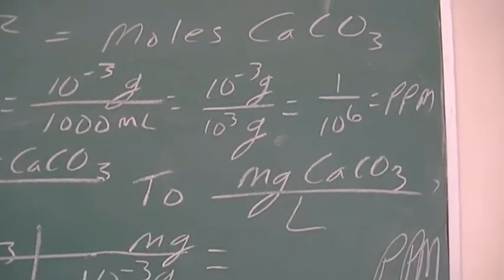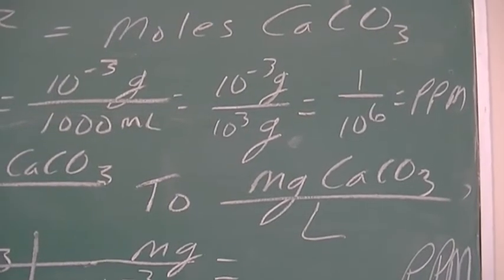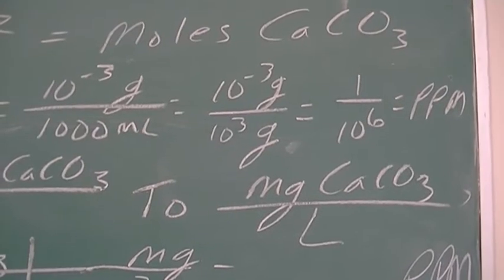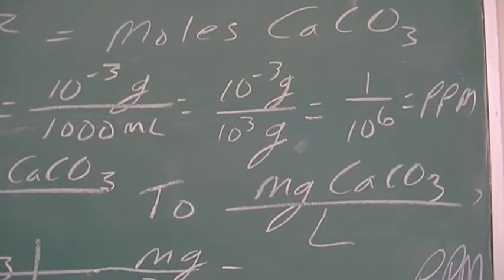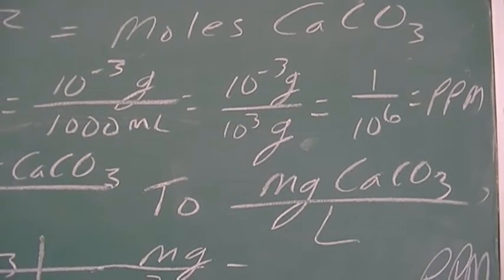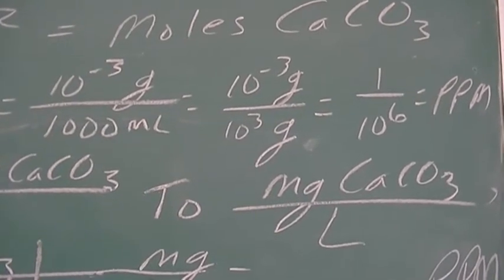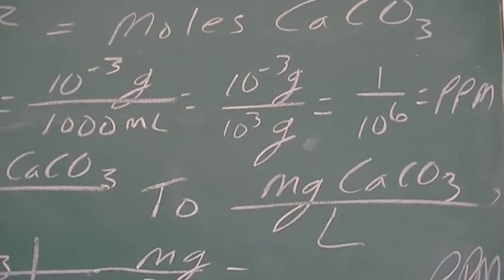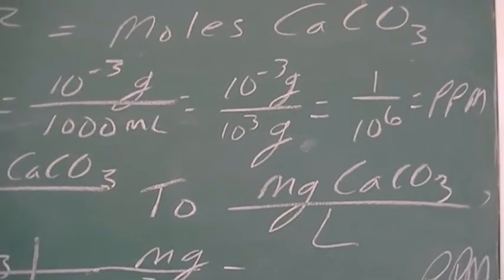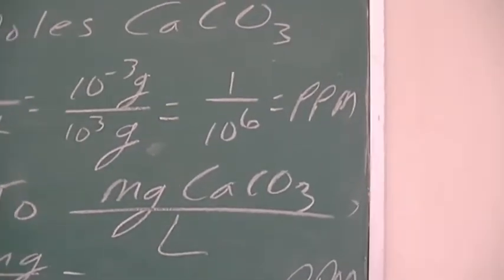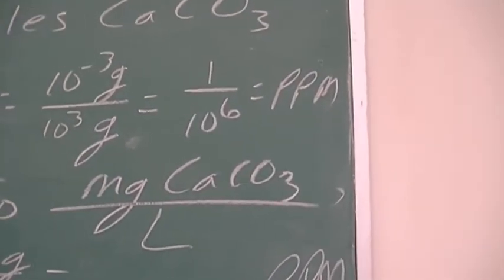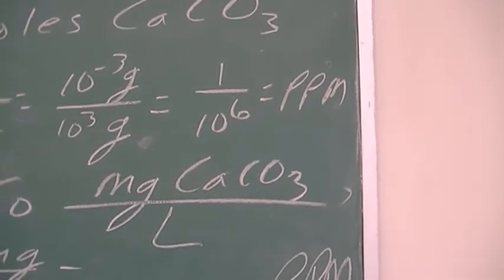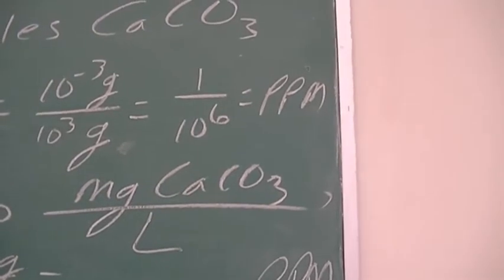I put that in scientific notation. And so I have my milligrams, 10 to the minus 3 grams, and then I had my 1,000 milliliters converted to 10 to the third grams, just putting it in scientific notation. When I bring my 10 to the minus third, that's in the numerator, down to the denominator, it makes it 10 to the third. And so 10 to the third times 10 to the third is 10 to the sixth. So you end up with 1 over 10 to the sixth. 10 to the sixth is a million. So you have 1 over a million, or a part per million.